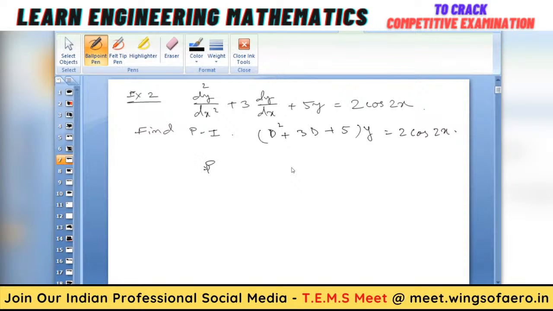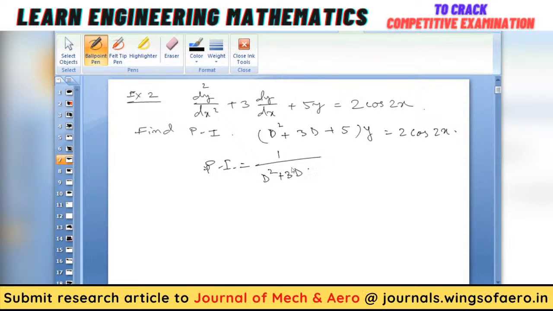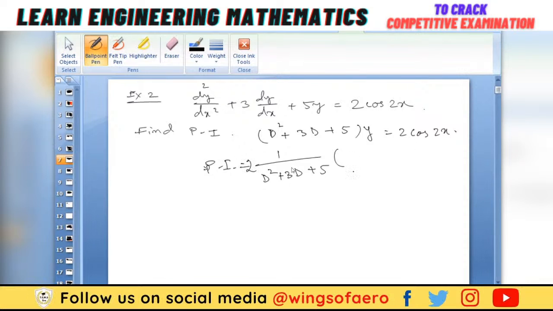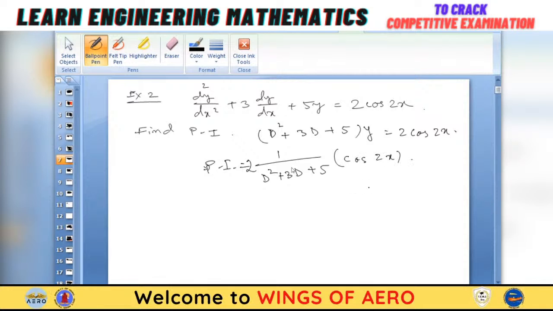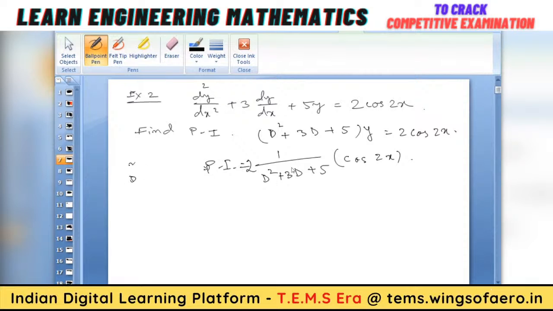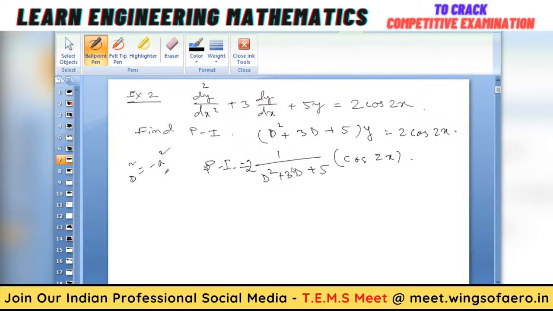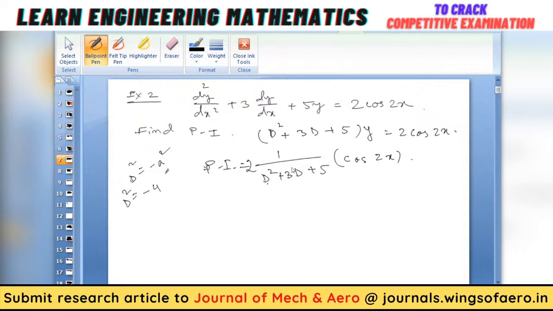1 by, what is PI? PI is equal to 1 by D square plus 3D plus 5 of 2 cos 2x. Okay, 2 can be taken outside, so I'm taking 2 outside. Cos 2x. So for cos 2x, first we have to put D square equal to minus a square. Here a is equal to 2, so D square becomes minus of 2 square, which means minus 4.